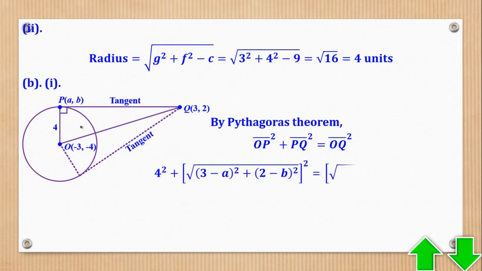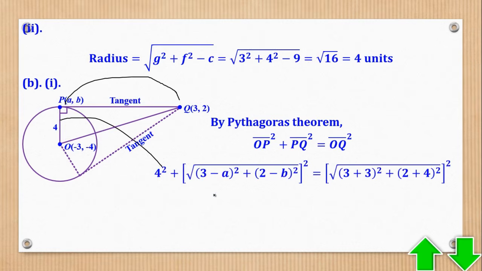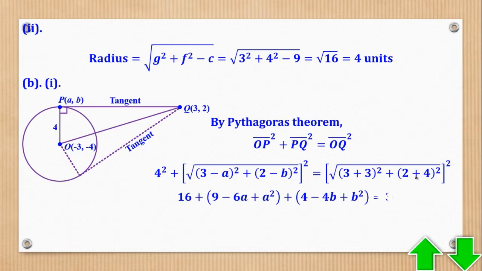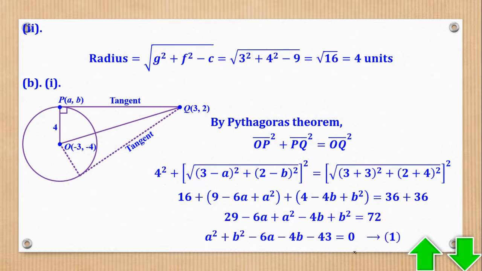Therefore, come and substitute. OP was 4 units. Then this is the difference between these two coordinates, got by this formula, and OQ, from O to Q, is the distance between those two coordinates, given by this formula. Therefore, expand, you'll come up with that. Simplify, you'll come up with that. Therefore, when I rearrange, you'll come up with equation 1 having B and A.